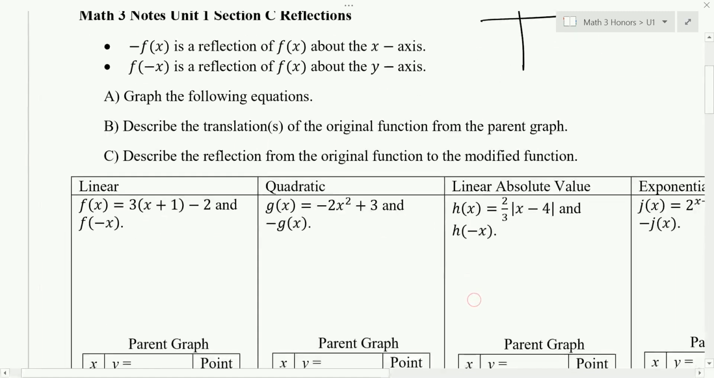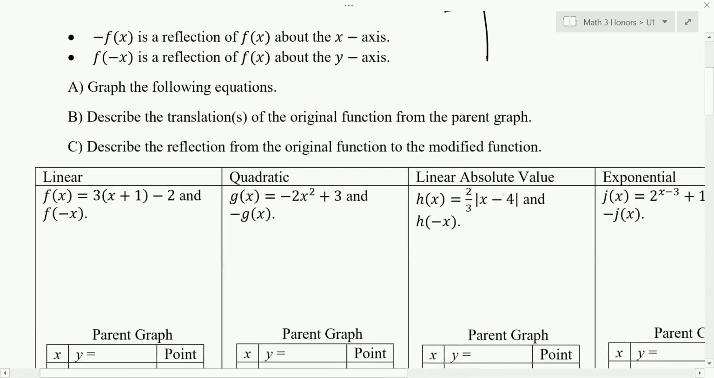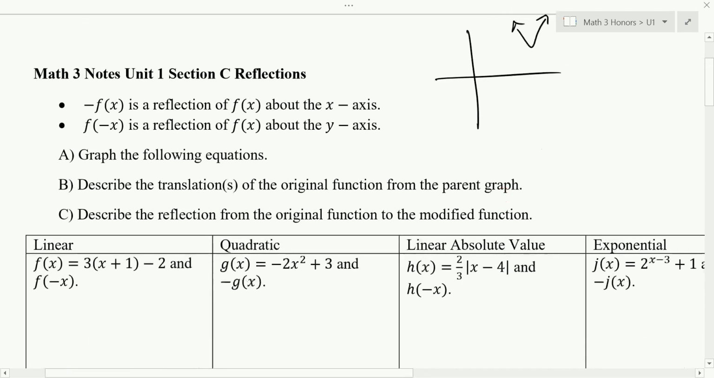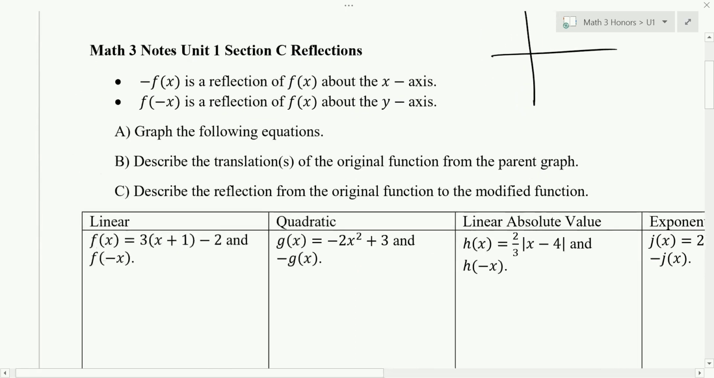Okay. So here are the instructions. They ask us to do this. So A, we're going to graph the following equations. So we're going to graph two things. Like in here, we're going to graph f of x, and we're also going to graph f of negative x. B, we're going to describe the translations of the original function from the parent graph. And then C, describe the reflection from the original function to the modified function. Okay. And so I'll take you through that and show the distinction between B and C here.